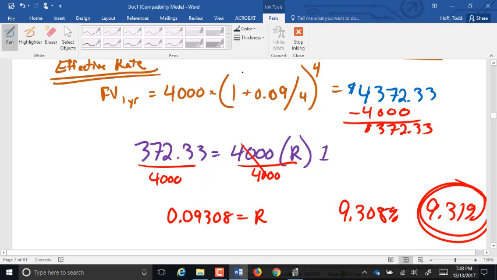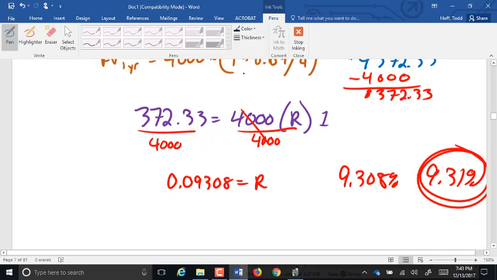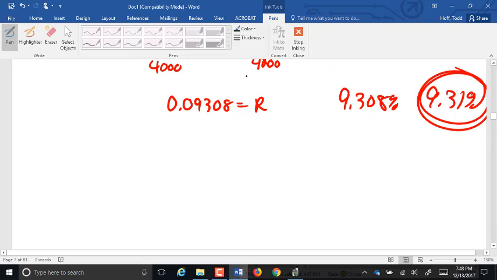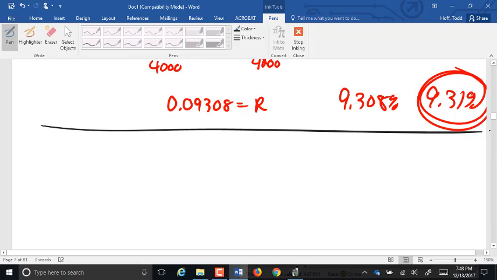That's it. That makes sense to them. This is actually kind of fun when it makes sense. When it doesn't make sense, it's torturous. I understand.